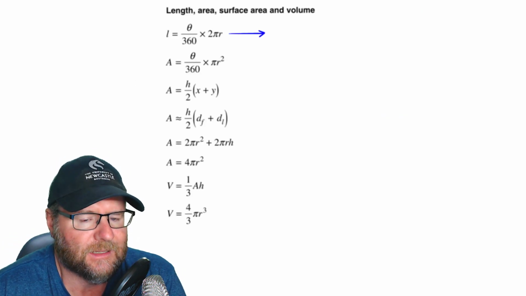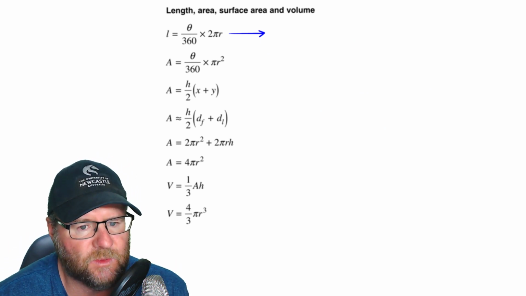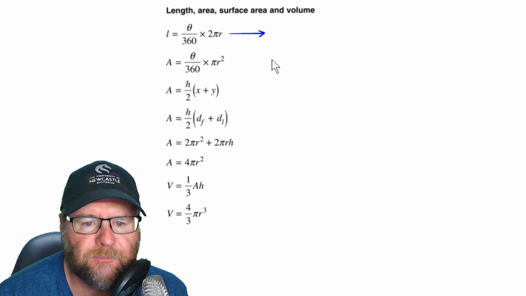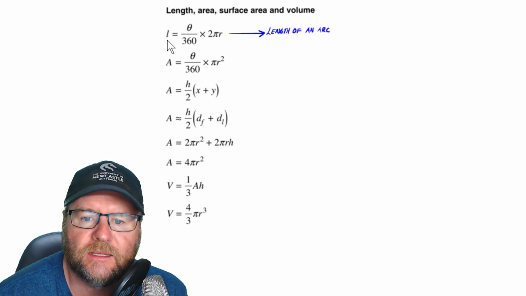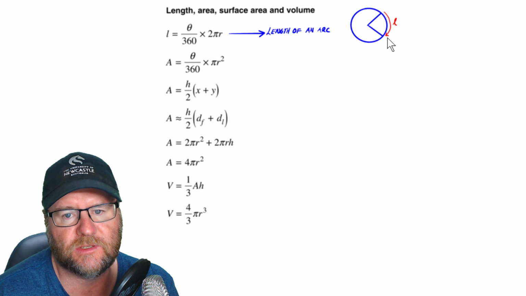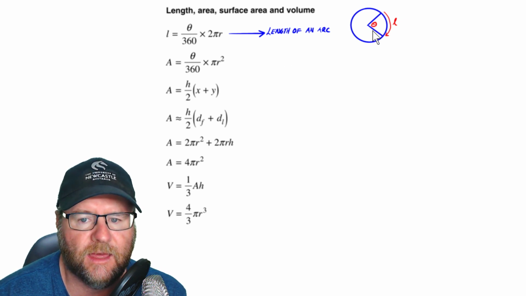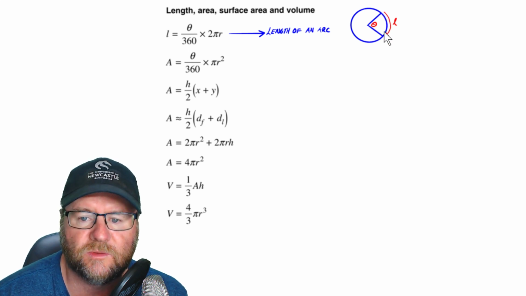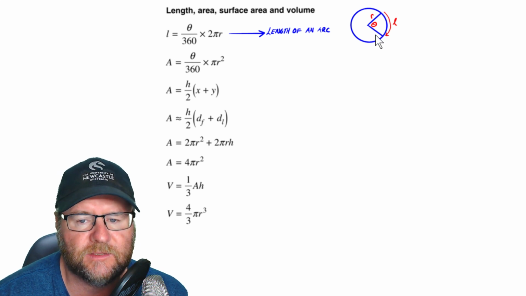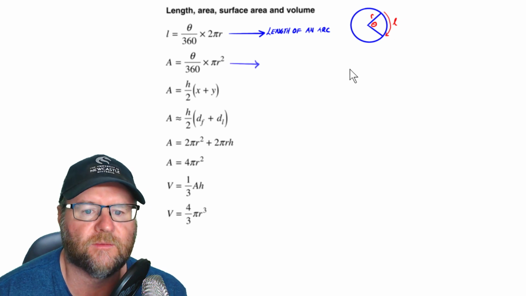We've got a heap of length, area, surface area, and volume formulas. Let's go through and explain what each one is so that you know which one to use in your exam. This first one, L, is the length of an arc. An arc is just a section around the circumference of a circle. Theta is the angle made by the two lines pointing towards the edges of the arc, and R is the radius. So if I know the radius and the angle, I can work out the length of the arc.